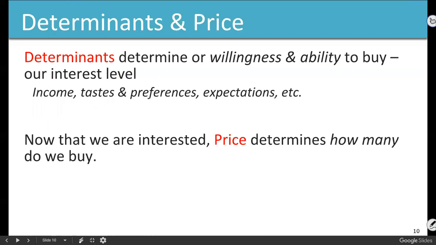Determinants are those things that determine our demand, our willingness and ability. It's how we think about the product, how we feel about the product: income, preferences, price of substitutes, price of complements. But the price of the product only determines how many we buy, not necessarily what we buy. If I'm not interested in Brussels sprouts or I'm allergic to Brussels sprouts, I don't care what the price is. If I'm interested in Sun Drop, I care about Sun Drop. When I go into the store, I'll see how much Sun Drop is, and I'm going to be looking in my wallet to see how much I can walk out with.